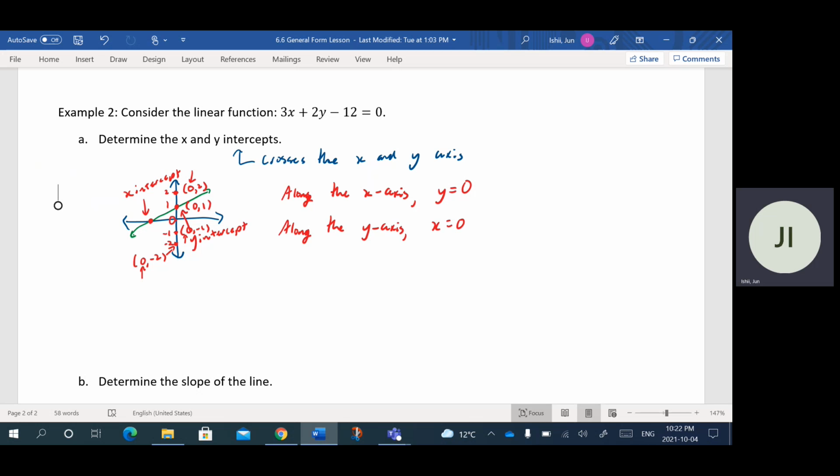So it's kind of like the opposite. If you're trying to find the x-intercept, you're going to set your y to 0. So this is to find the x-intercept. And then likewise, to get your y-intercept, your x is 0. All right, so what does that mean when it comes to finding the x and y intercepts of this specific linear function?